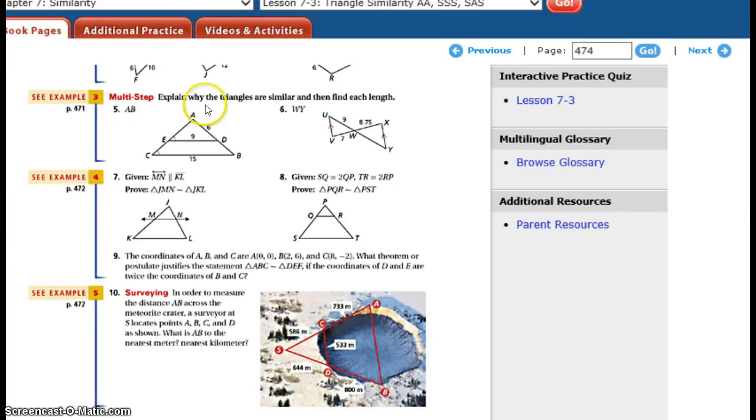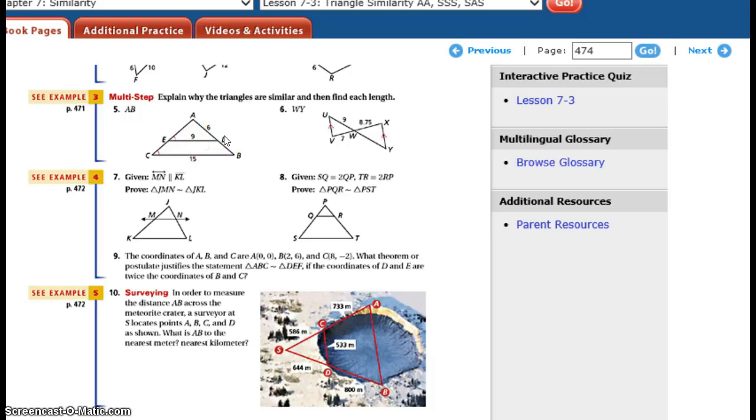All right, let's do number 5. That looks like a good one. Explain why the triangles are similar, and then find each length. So we need to find the length AB, this length right here. Because we know that angle E and angle C are congruent, we're going to go with the side-angle-side theorem to prove this.